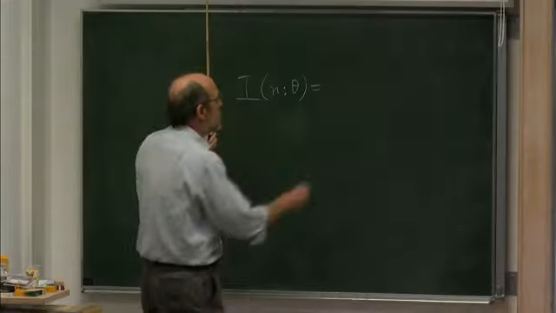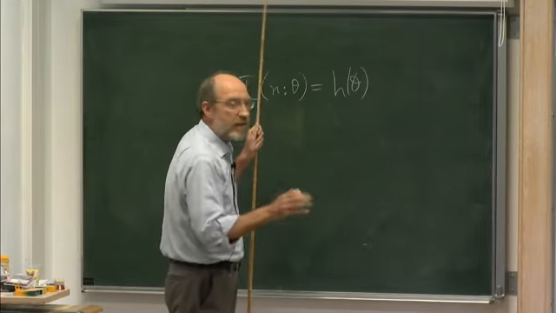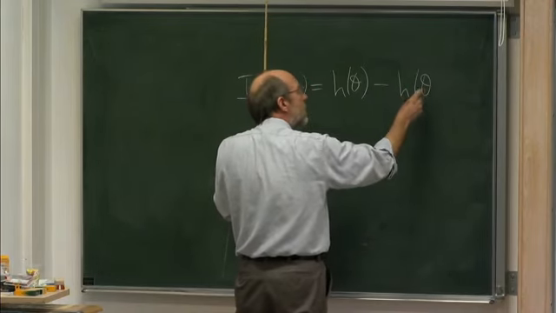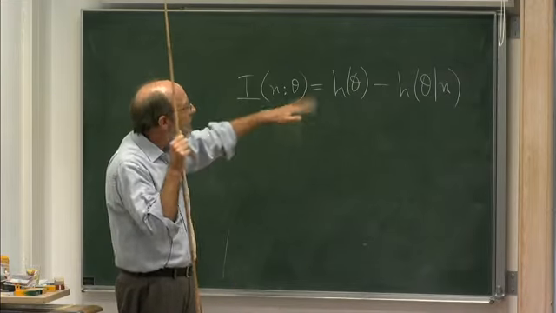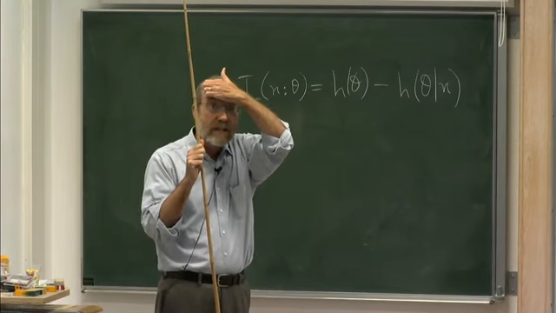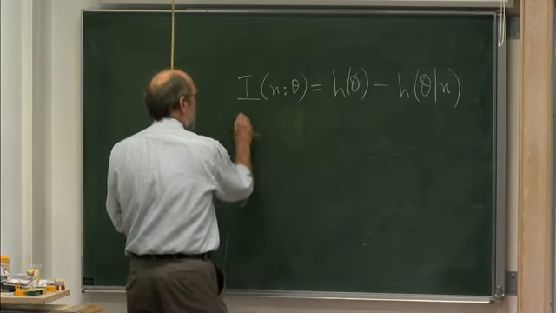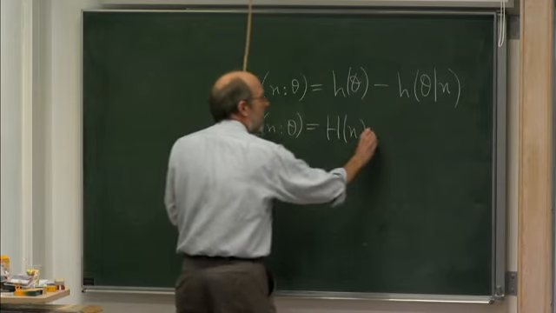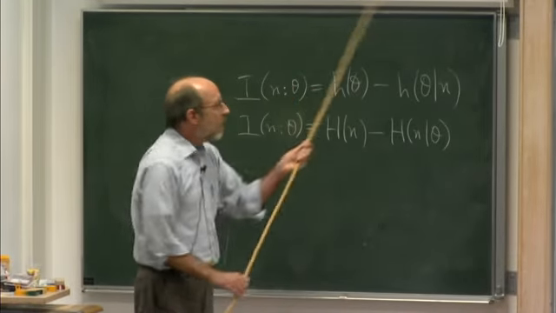You could write it as, say, the differential entropy of theta, not conditioned on anything, minus the conditional entropy, the differential entropy of theta conditioned on the number of heads. And if you write it that way, it suggests the interpretation: the amount of information that Bob gains about theta once he sees the number of heads that he tosses. Or you could also write it this way, because it's symmetric: just the ordinary Shannon entropy of n minus the entropy of n conditioned on theta. And that's the way I've written it here.